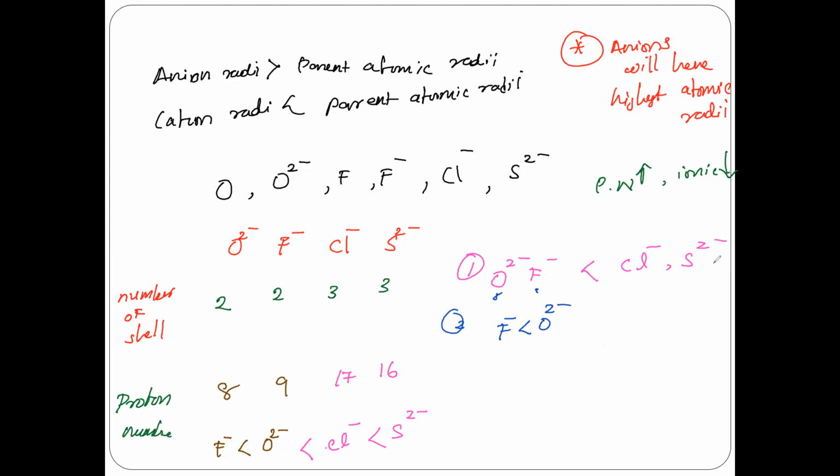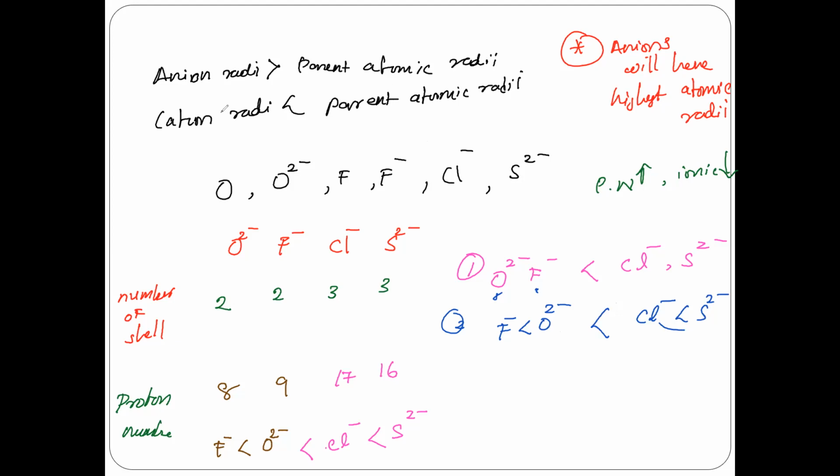As well, when you take chlorine and sulfide, your chlorine is 17 and your sulfur is 16. As the proton number increases, the ionic radii will be decreased. That means Cl minus is less than S2 minus. Now, we know definitely this is a 2 shell ion and this is a 3 shell ion, so it is always bigger than this. I have found the order of ions.